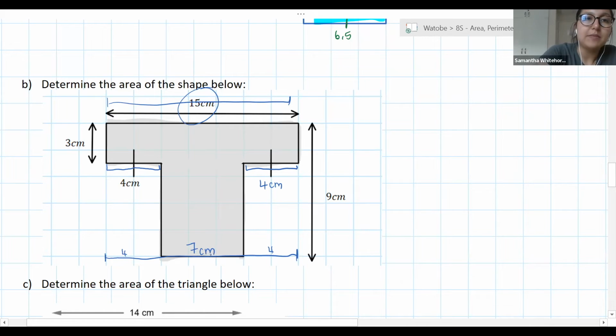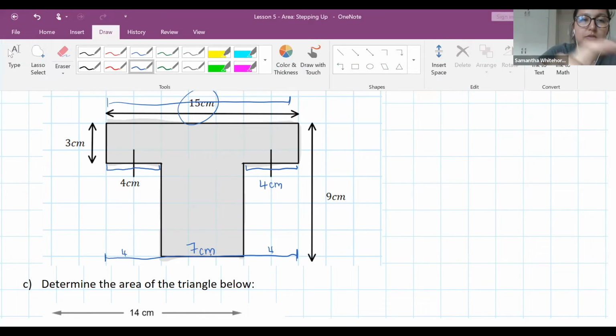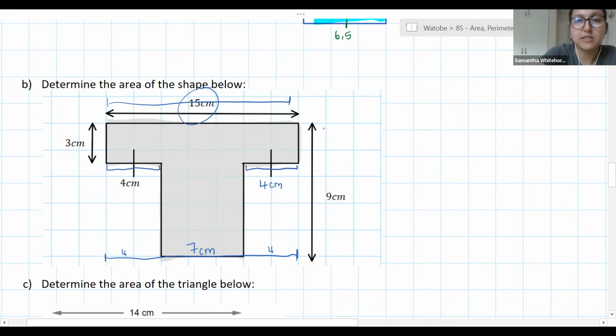I can then use the same thinking to work out the height of the base of the T, because I know that the whole height of the T is 9. I know that the height of the T bar at the top is 3 centimeters. And so what I'm missing to make up the whole 9 centimeters is the 6 centimeter height of the bottom bit of my T.